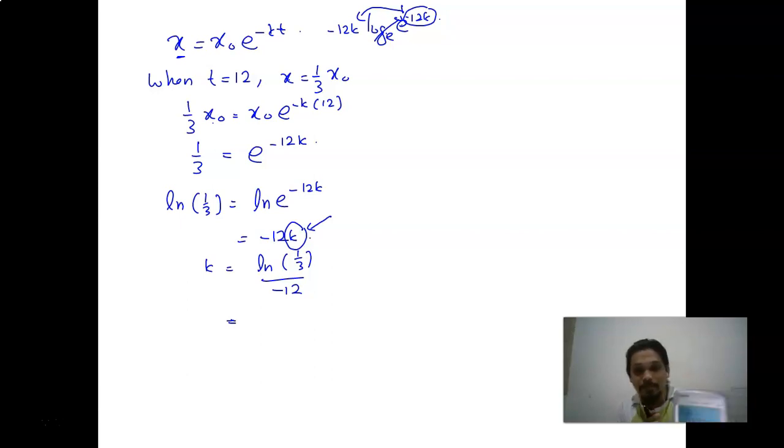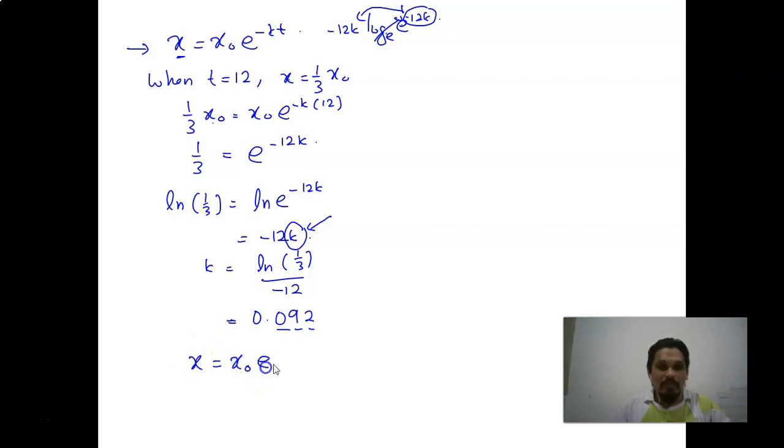Okay, if you can see from here, the value of k is 0.091551. So to 3 decimal places, I make it 0.092. So now, guys and girls, the equation is x equals x naught e to the power of negative k, which is 0.092, and t.